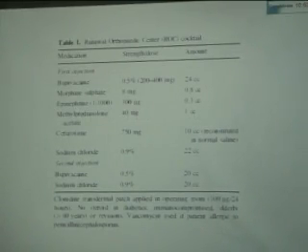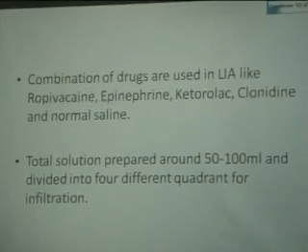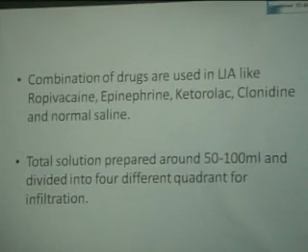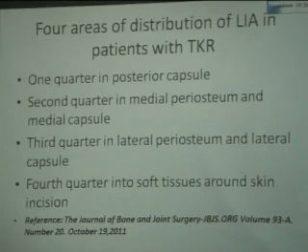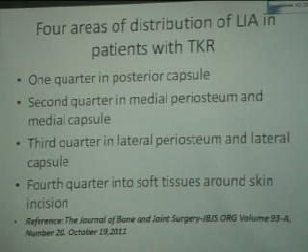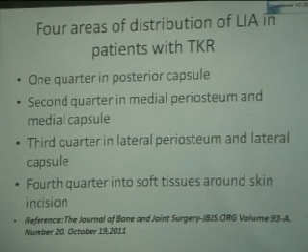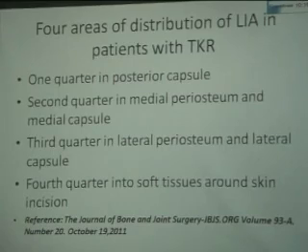As you can see, it is bupivacaine, morphine, epinephrine. By and large, if you look at the literature, LIA is a mixture of local anesthetic, epinephrine, ketorolac, clonidine, and normal saline. The total solution is 50 to 100 ml. It has to be distributed in 4 different quadrants. This is from the Journal of Bone and Joint Surgery, where the drug has to be distributed equally into all 4 areas. First is the posterior capsule, second is the medial periosteum and medial capsule, third is the lateral periosteum and lateral capsule, and fourth is the soft tissue and skin, 25 ml in each area.